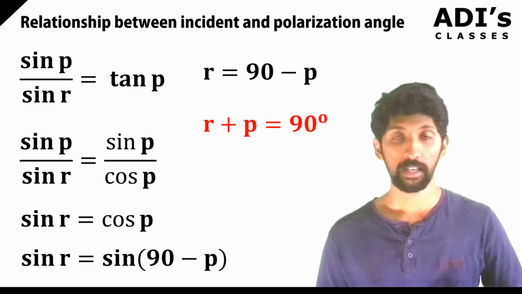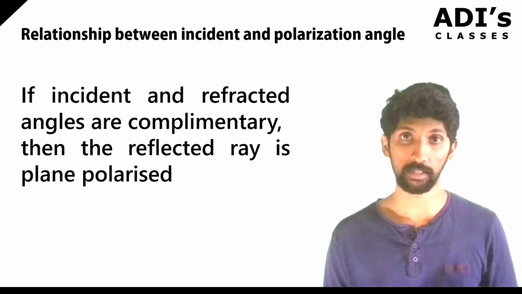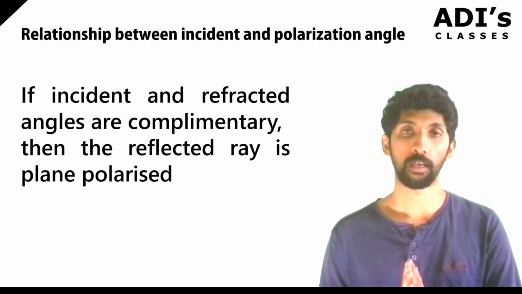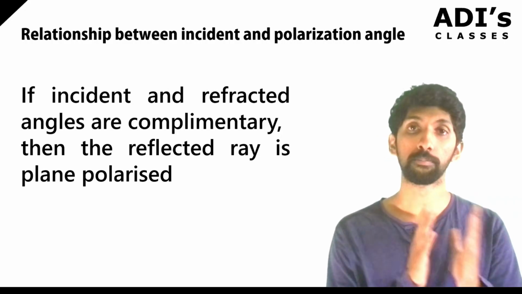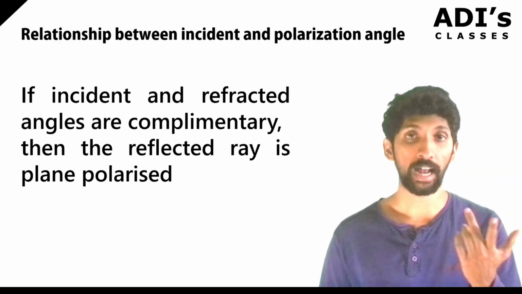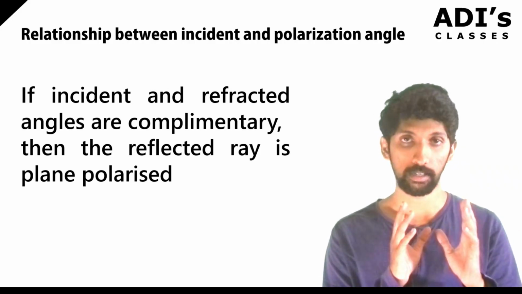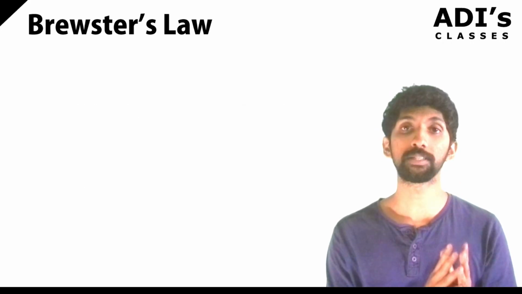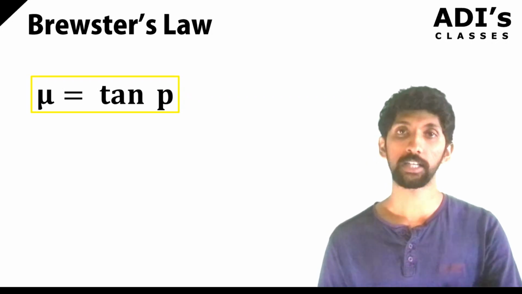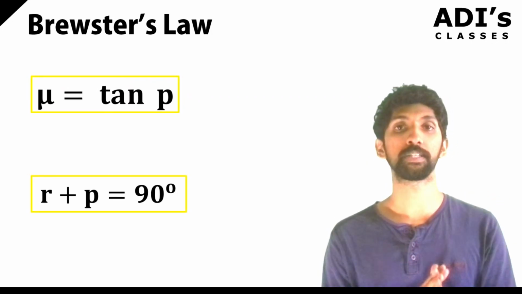In other words, we can say if the incident angle and the refracted angle are complementary angles, then the reflected light will be plane polarized light. So this is how Brewster's law gives us the relation between R, P and mu. Keep this in mind: Brewster's law tells you mu is equal to tan P, and by using Snell's law, we figured out the relation between the polarizing angle and the refracted angle, which is R plus P is equal to 90 degrees.